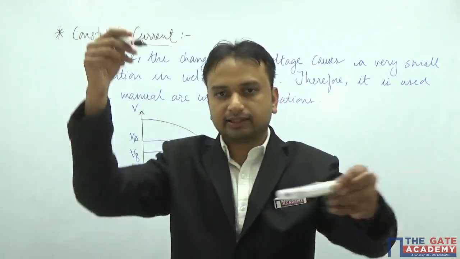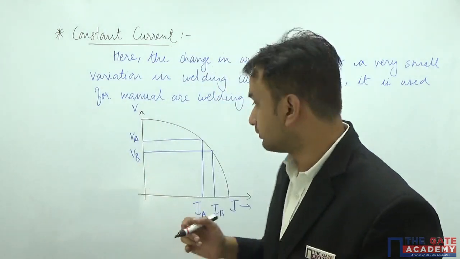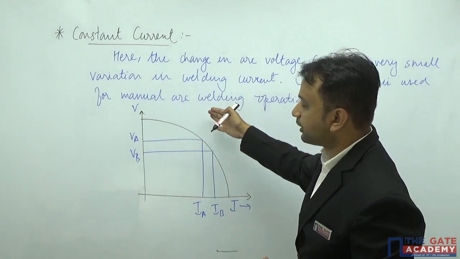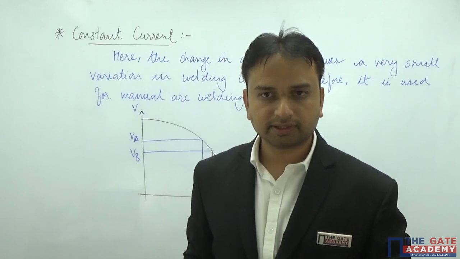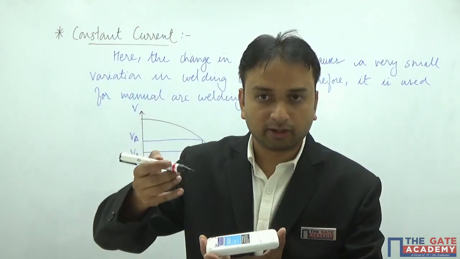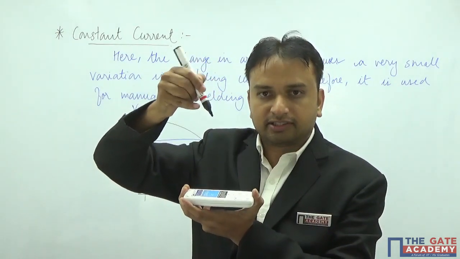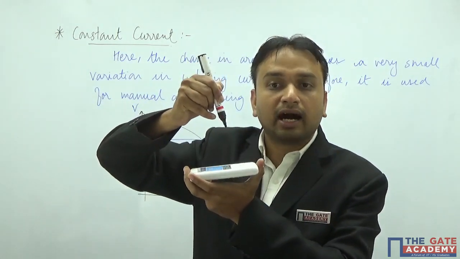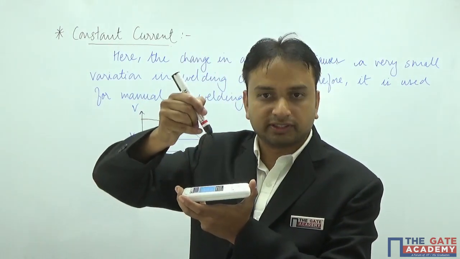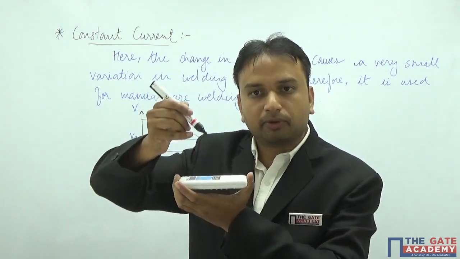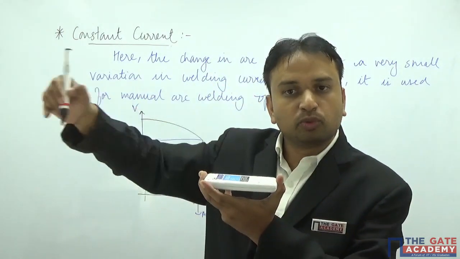Suppose this is the electrode and this is the workpiece, right? Therefore it is used for manual metal arc welding operation. Why manual? Because whenever you perform the welding operation, you are holding the electrode with your hand. A human hand is never constant. It is never going to maintain a constant arc length. So sometimes the electrode may move up, down, up and a little bit down, and this variation will keep on happening because this is a human hand. You cannot expect it to be perfectly constant throughout the process.